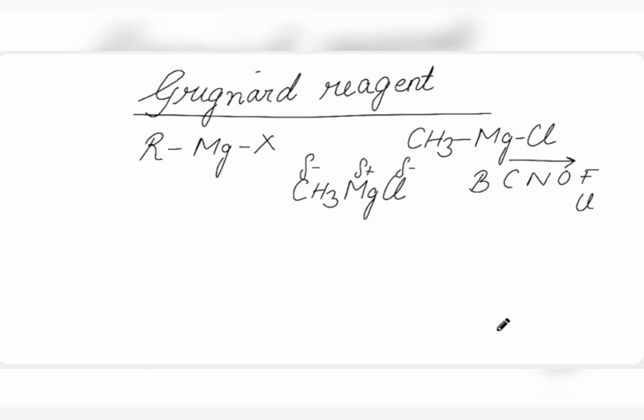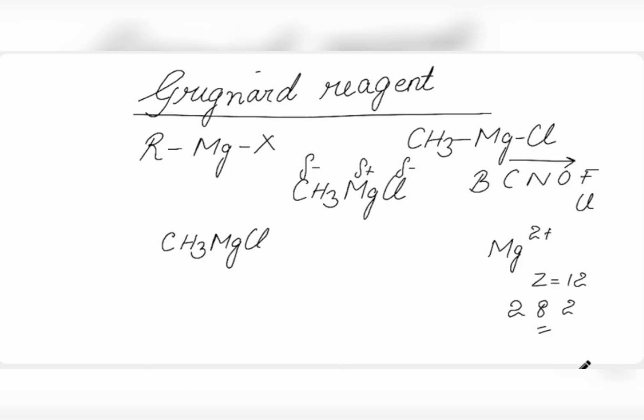Now let us study the stability, how the reagent is stable. So this is CH3MgX. This magnesium actually exists as Mg2+. If you ask why, it is because its atomic number is 12 and its electronic configuration is 2, 8, 2. So it can donate 2 electrons to gain stability or to gain an octet. So its valency is +2. Now see how it is stabilized.